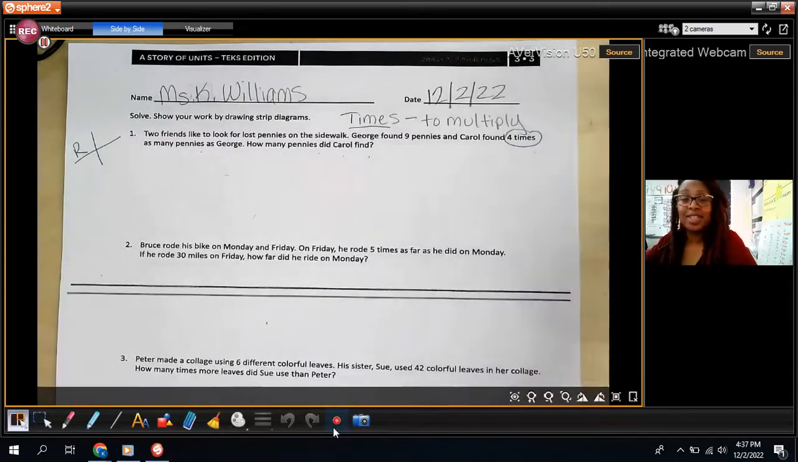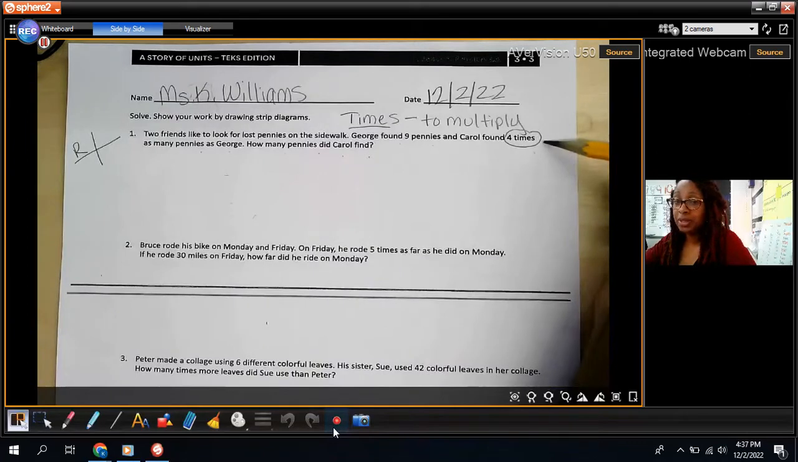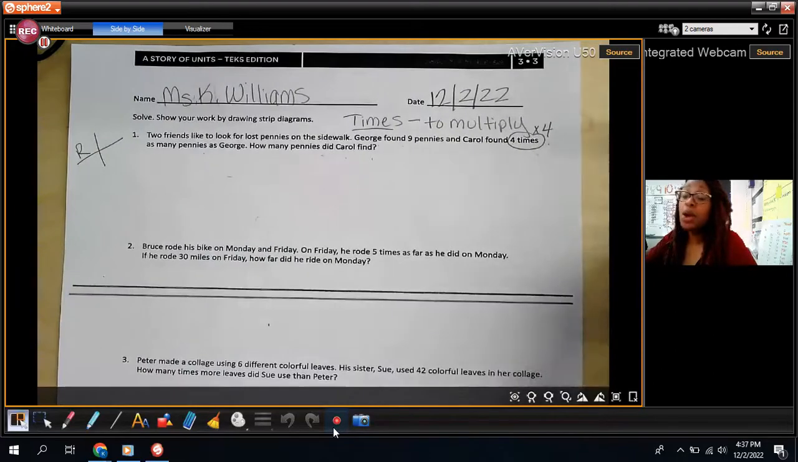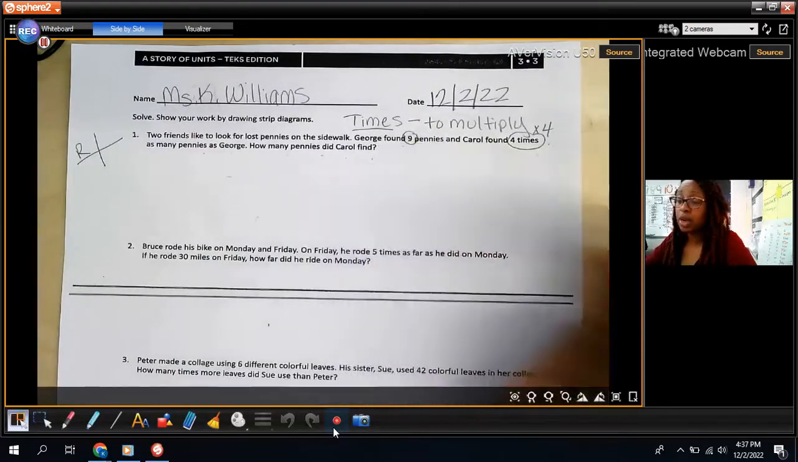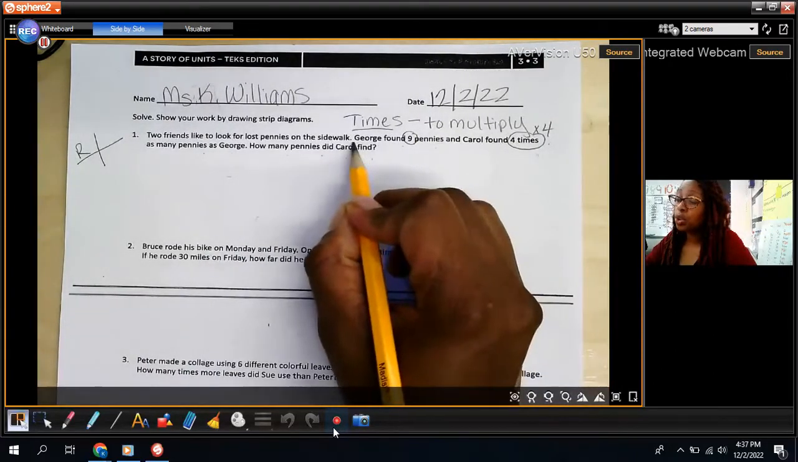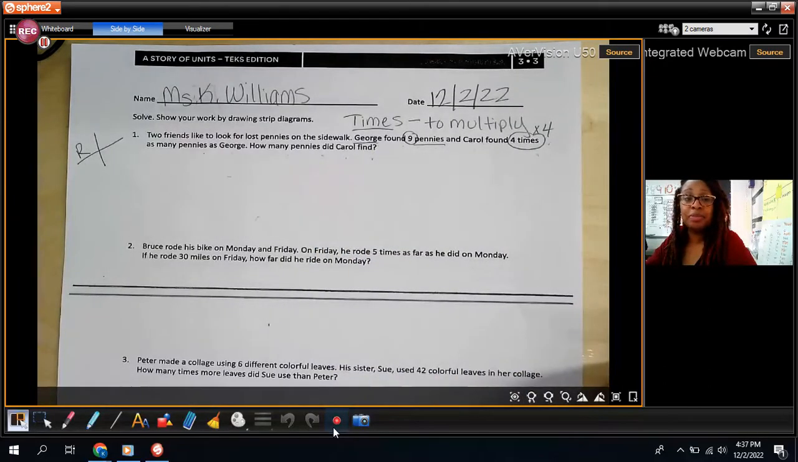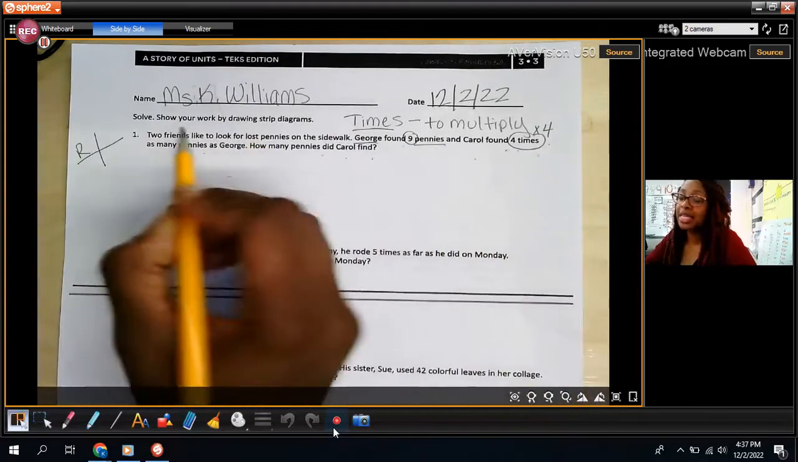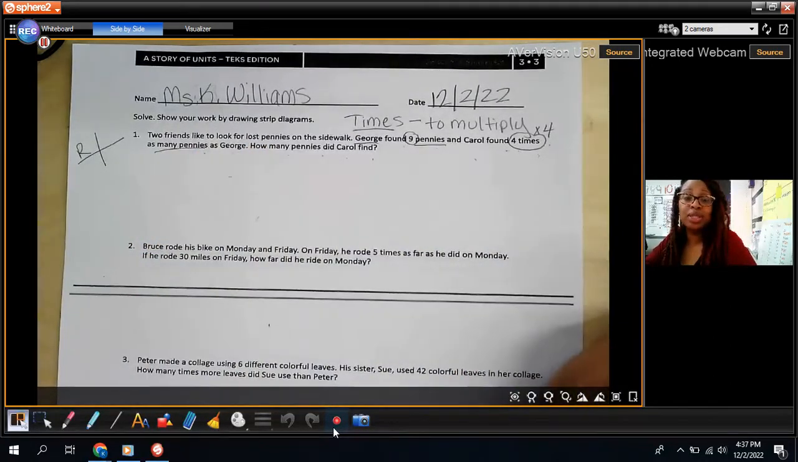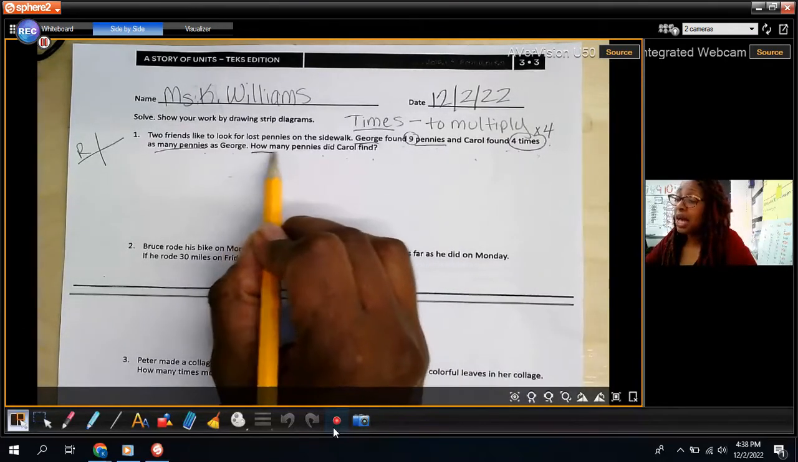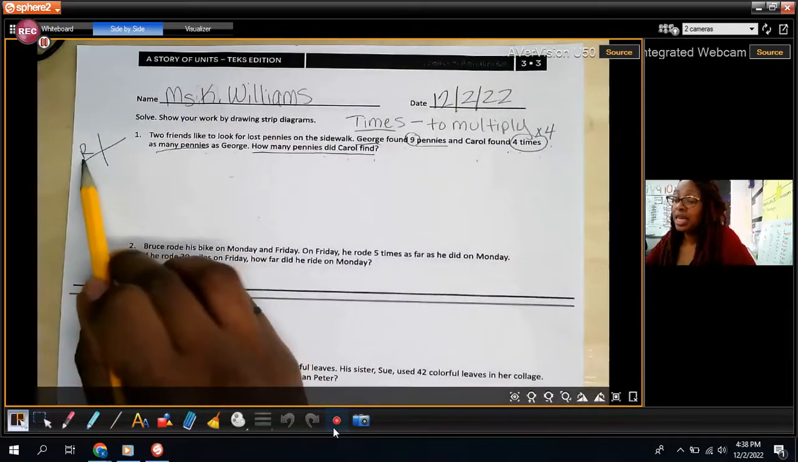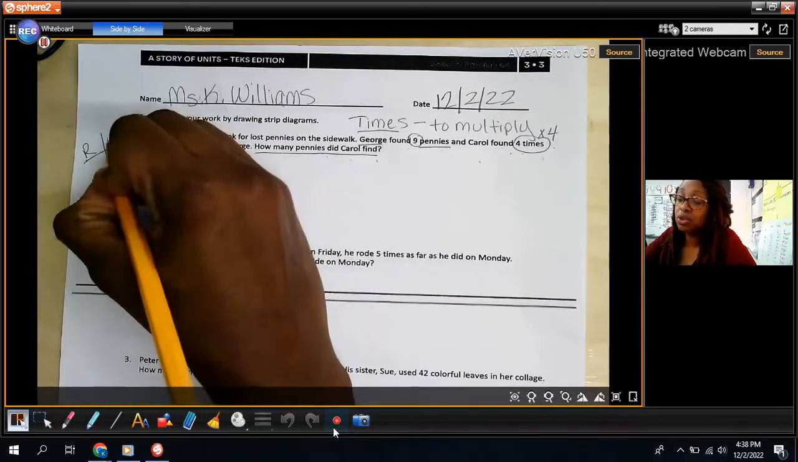All right, so give yourself a pat on the back. And we know what we put on top of "4 times." That's right, "times 4." All right, we're going to circle the number 9 because we know that George found 9 pennies. And we know that Carol found 4 times as many pennies as George. So again, the question is asking us, how many pennies did Carol find? So we've done our reading and annotating. Now it's time for us to draw.